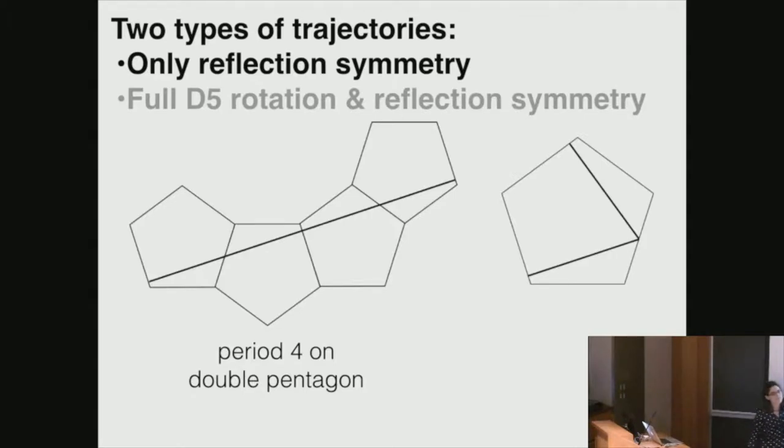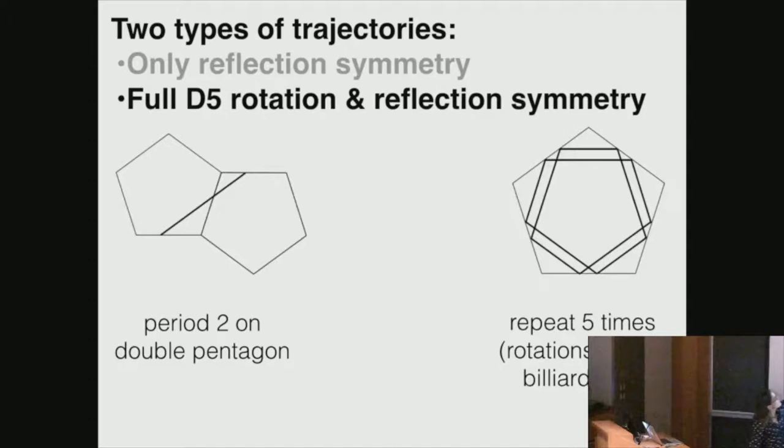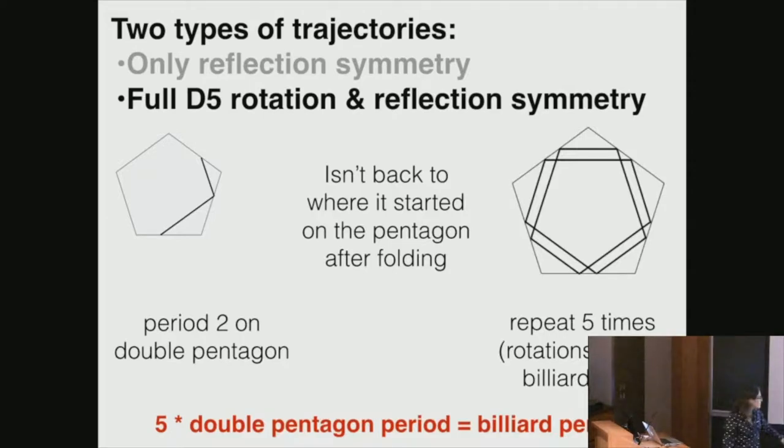Now let's fold this into a billiard trajectory. Ready? Zoop, zoop, zoop. Okay, and it got back to where it started. So the double pentagon period is the same as the billiard period because it just folds right back up. But check out this one. If we fold this one up, it's not back to where it started. So you need 5 copies of it in order to get an actual billiard trajectory. So if you want the billiard period, you have to multiply the double pentagon period by 5.